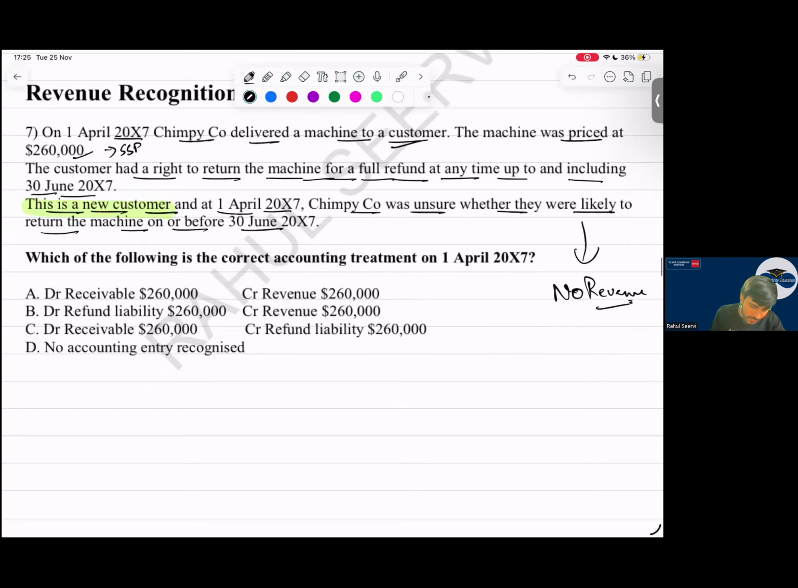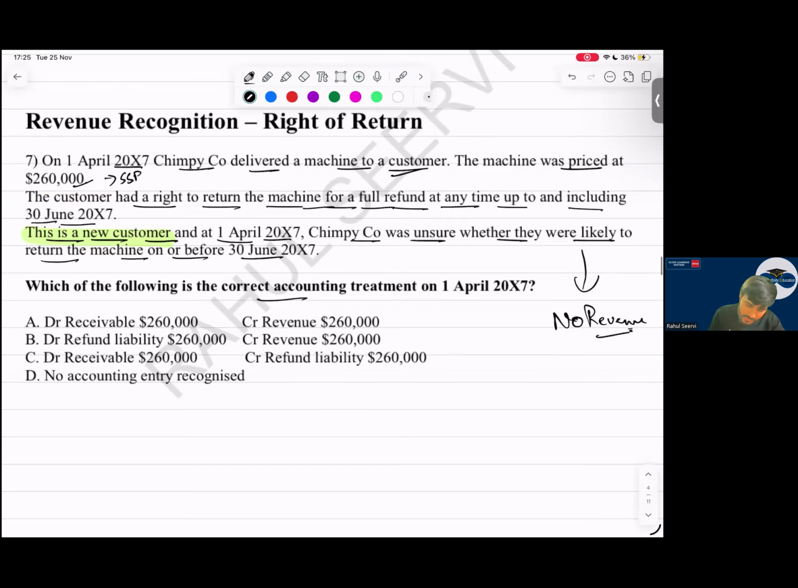Chalo then, which of the following is the correct accounting treatment at 1st April 2007? I know this question is a little bit tricky, but in our class we have done sale with right to return. We have done fixed payment, variable payment. In variable payment, we have done 2 to 3 basic questions also. In that also, it was mentioned that a new customer is there. If you remember, it was a question regarding a software company. We say it's a new customer. If it's a new customer today, will we recognize revenue? No.